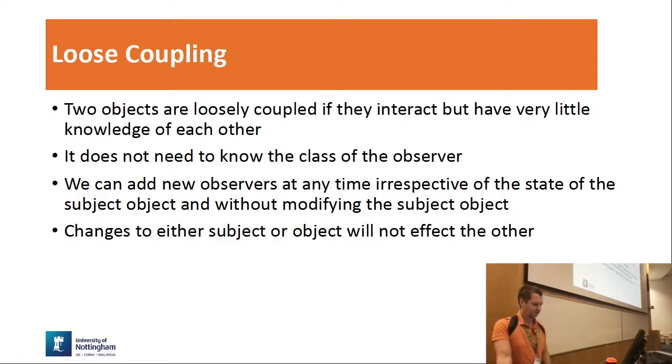It does not need to know the class of the observer. We can add new observers at any time, irrespective of the state of the subject object, without modifying the subject object. So new people can subscribe to the YouTube channel. And of course, that YouTuber doesn't have to know about all the individuals subscribed to their channel. Changes to either subject or object don't affect one another. So that's a loose coupling.